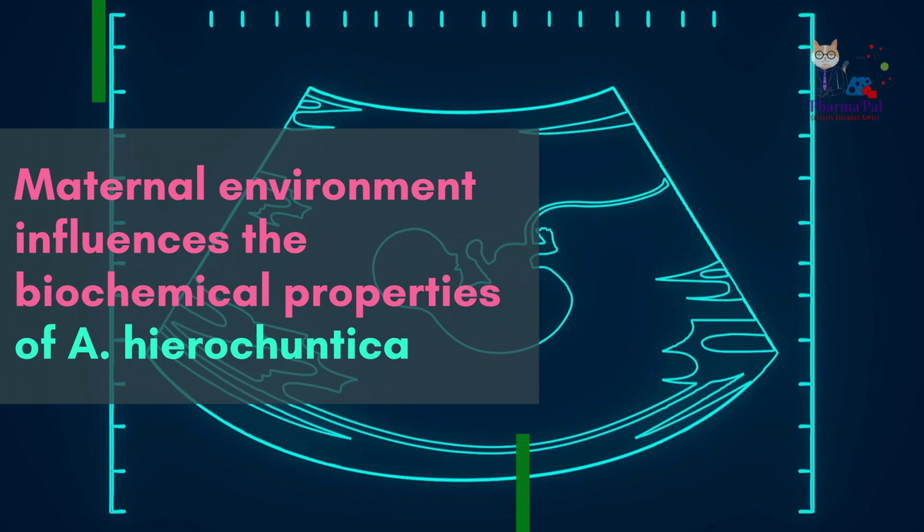We'll discuss the paper's key figures and tables, breaking down complex concepts into easily digestible pieces. Let's get started. Figure 1. Effects of stress on germination. Figure 1 presents the impact of stress on the germination rates of Anastatica hierochuntica seeds.